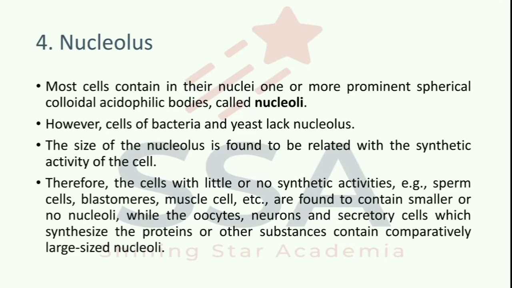Therefore, the cells with little or no synthetic activity, for example, sperm cells, blastomeres, muscle cells, etc., are found to contain smaller or no nucleoli, while the oocytes, neurons, and secretory cells which synthesize proteins or other substances contain comparatively large nucleoli.